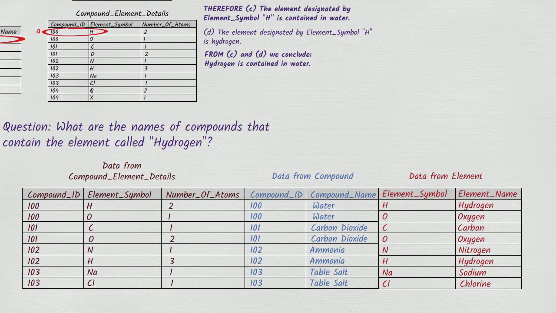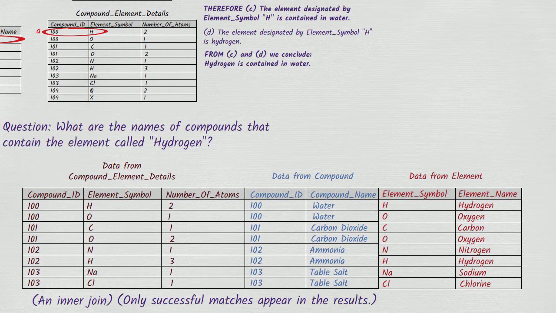The operation we've carried out here is called a join. More specifically, it's called an inner join. The word inner signifies that we are only interested in successful matches. In other words, the results of the join shouldn't include any compound element details row whose compound ID fails to match a compound ID in the compound table. And similarly, it shouldn't include any compound element details row whose element symbol fails to match an element symbol in the element table.